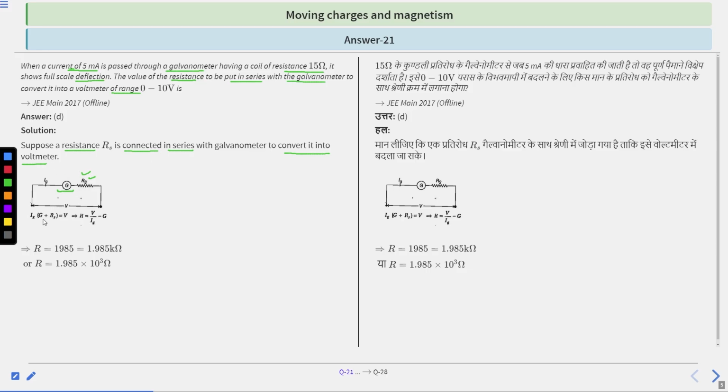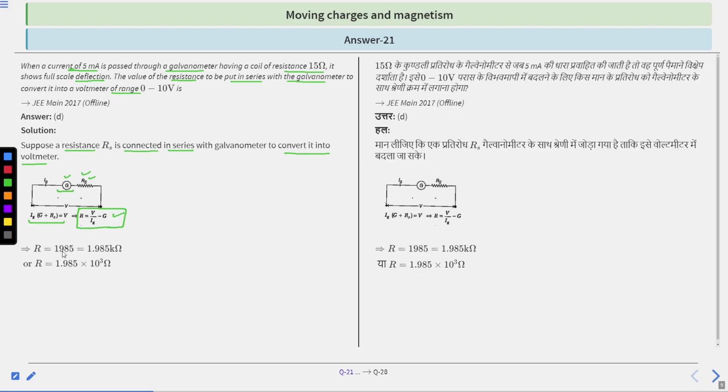Using the circuit, we find the equation Ig (G plus Rs) is equal to V, and solving this we get Rs equal to V divided by Ig minus G. So putting all the given terms in this formula, Rs equals V divided by Ig minus G. Here I is for current, G is for the galvanometer and V is voltage.